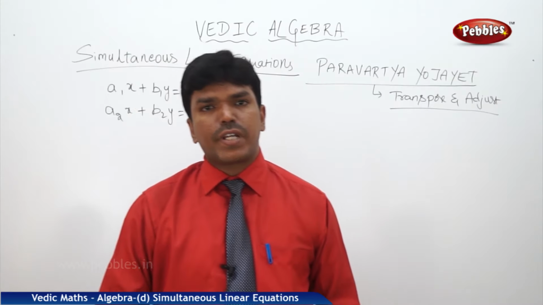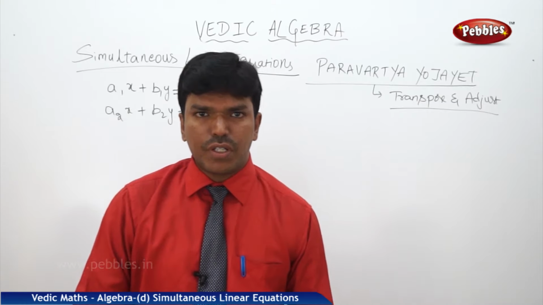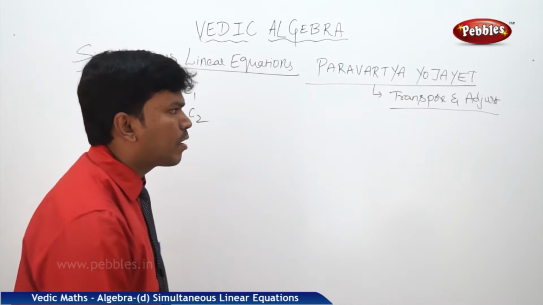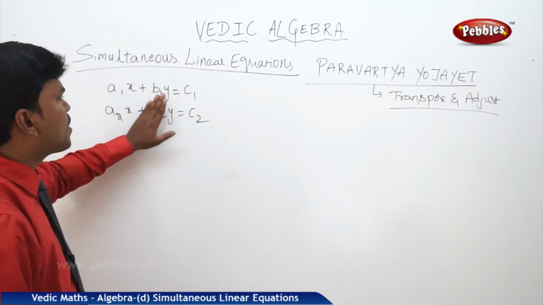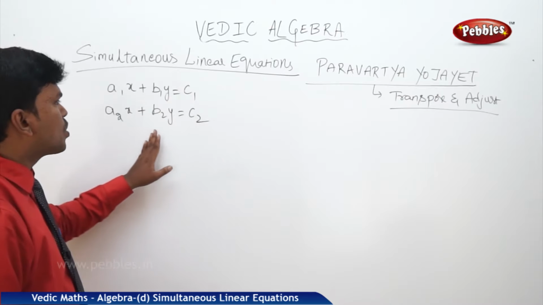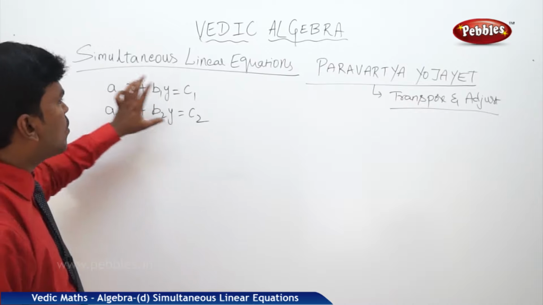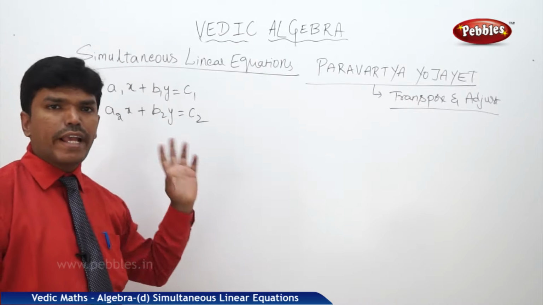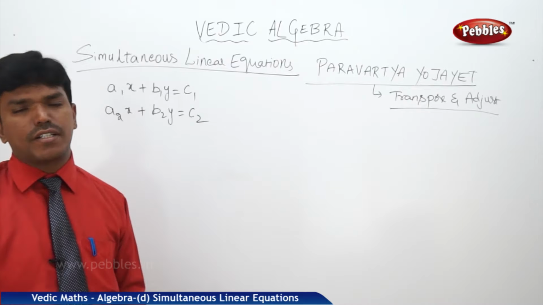In the next topic of our Vedic algebra, we will learn how to find the solutions of simultaneous linear equations. You already know that simultaneous equations are of the form a1x plus b1y equal to c1, a2x plus b2y equal to c2. As you know already, a and b are the coefficients of x and y, whereas c is the constant term.